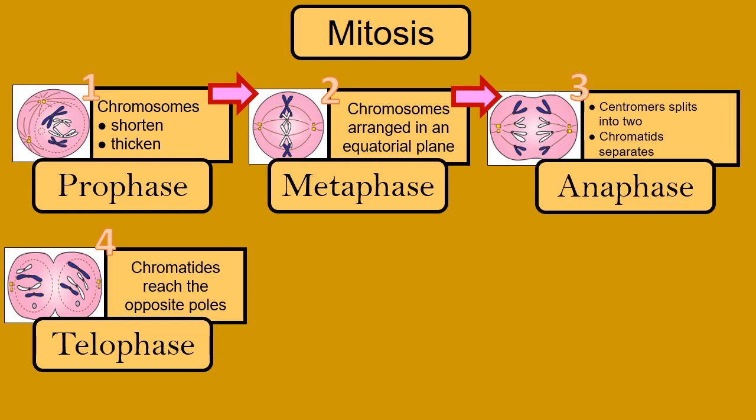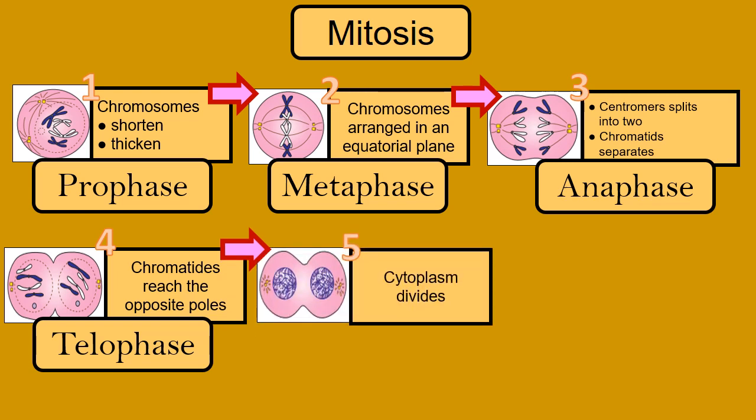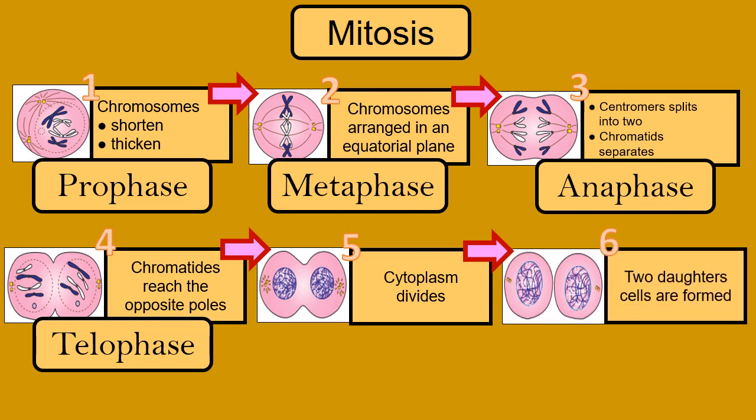Number 4 is telophase. Chromatids reach the opposite poles, and the nuclear membrane and nucleolus are formed again. Next, the cytoplasm or the cell divides and forms two daughter cells. These two daughter cells carry the same number of chromosomes and genetic information as the parent cell.